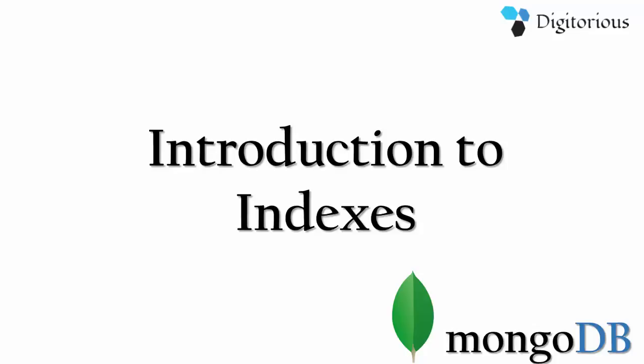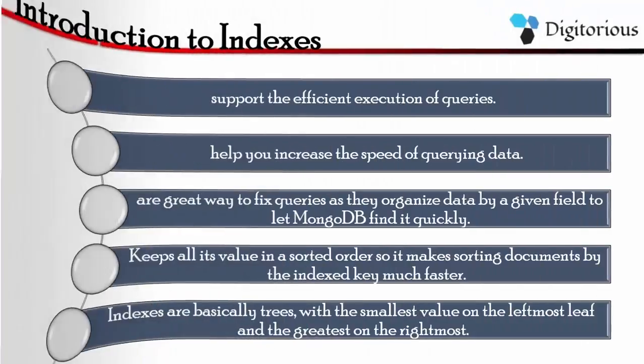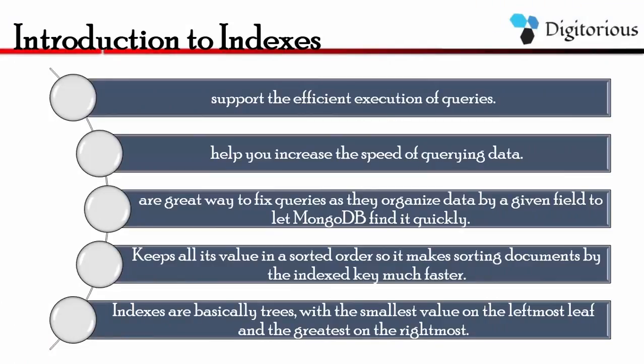Hence we use the concept of indexing in our database, as indexes allow MongoDB to process and fulfill queries quickly by creating small and efficient representations of the documents in a collection. Indexes also support the efficient resolution of queries, providing high performance read operations, and help to increase the speed of querying data. This is so because they organize the data by a given field to let MongoDB find it quickly, as an index keeps all its values in a sorted order, so it makes sorting documents by the index key much faster.